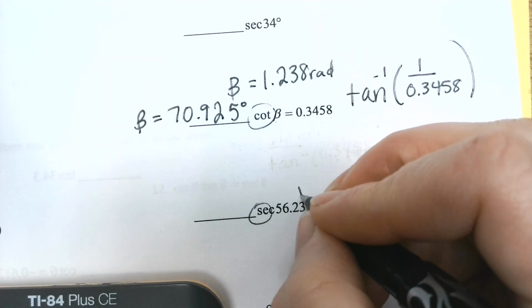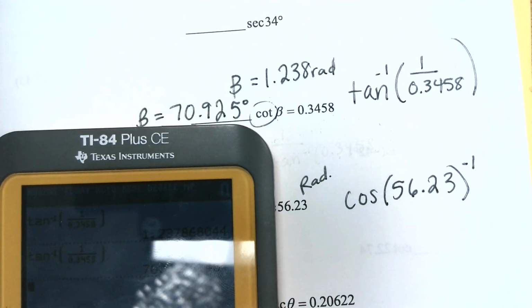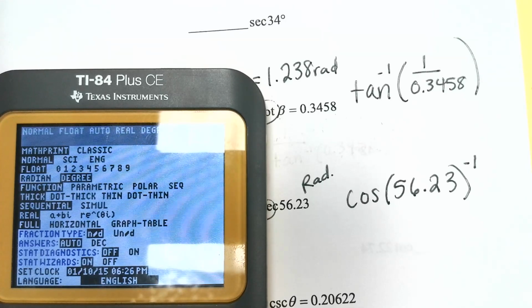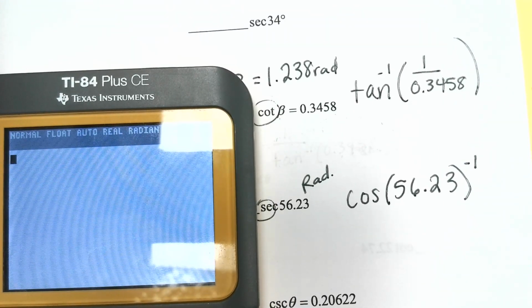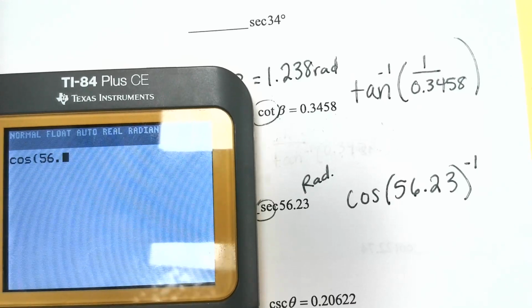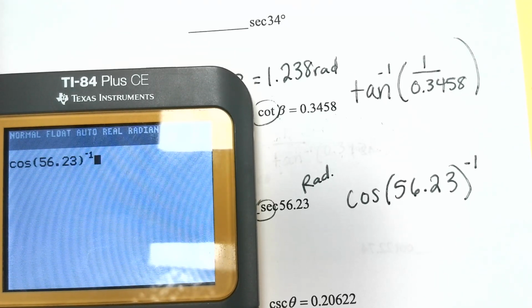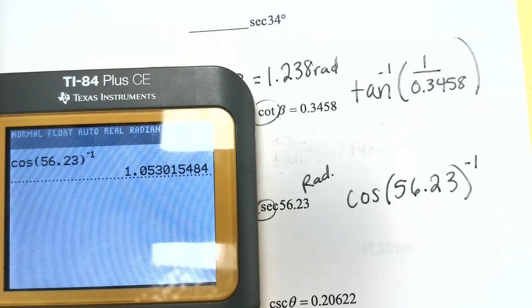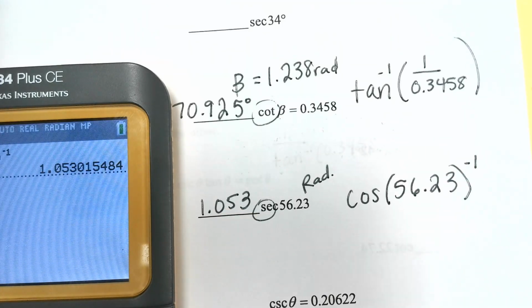Otherwise, we would just put in the trig function. So this is in radians, so we have to make sure that our calculator is in radians. Radians. So we'll do cosine 56.23 and then the inverse. So it's 1.053.